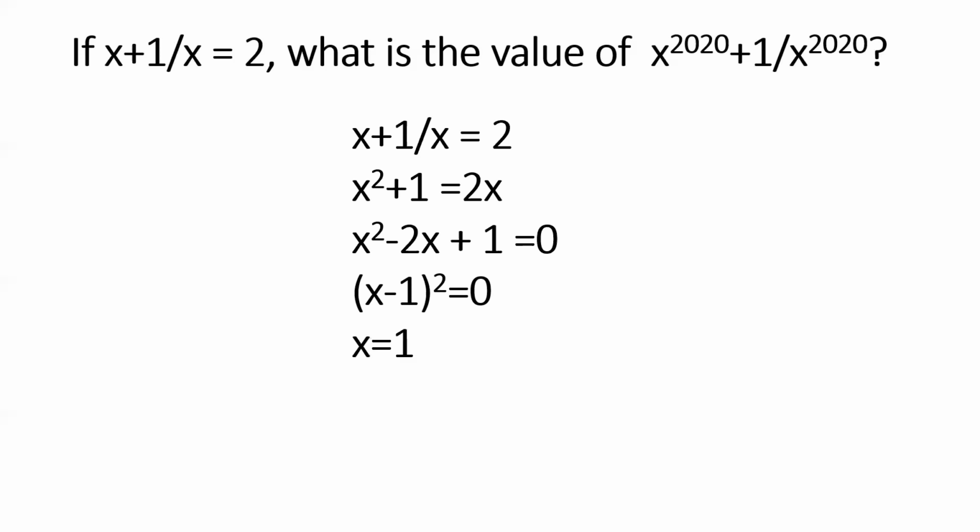Now this term, x squared minus 2x plus 1, is actually x minus 1 whole square. So x minus 1 whole square is equal to 0, which implies x is equal to 1. So now we have actually solved for the value of x, and x turns out to be 1. And we know that whatever the power of 1 is, it will still be 1. So it doesn't matter if it's 2020 or 2019 or anything for that matter. So x to the power 2020 plus 1 by x to the power 2020 is 1 plus 1, equal to 2.